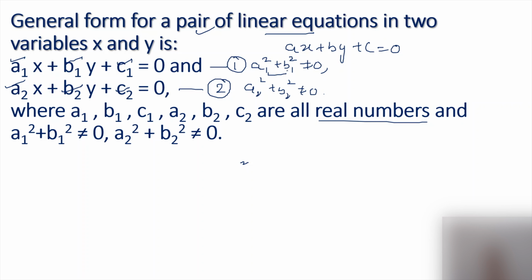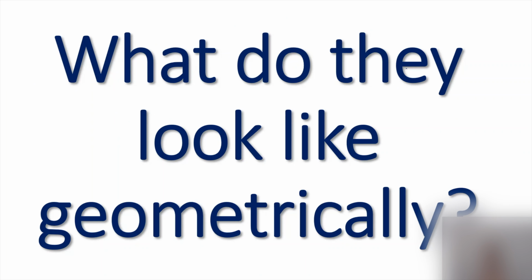It means that at the same time a1 and b1 are not 0, and a2 and b2 at the same time are also not equal to 0. These can be equal, these cannot be equal also, but at the same time a1, b1 and a2, b2 are not equal to 0. Now what do they look like geometrically?